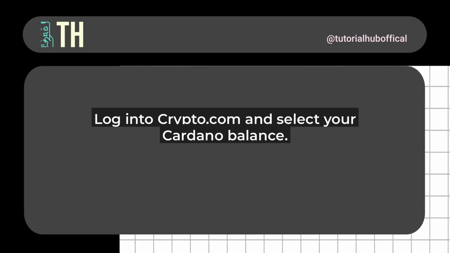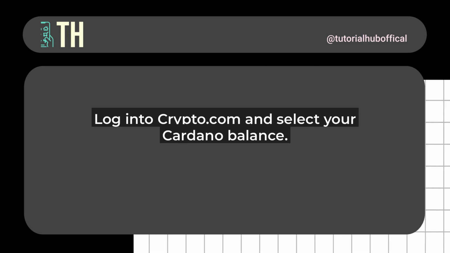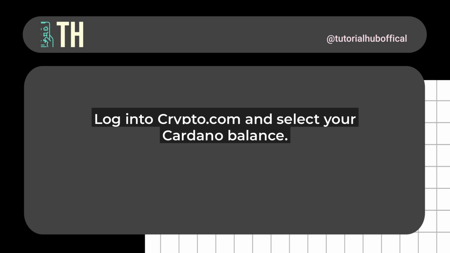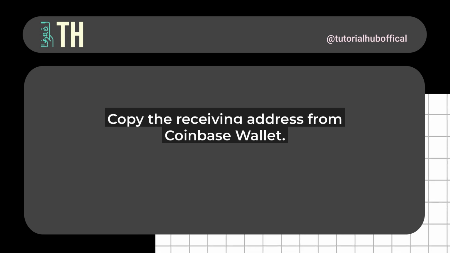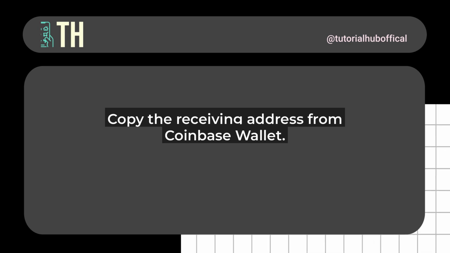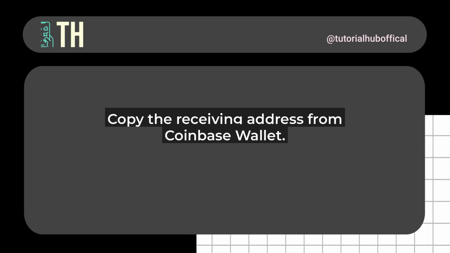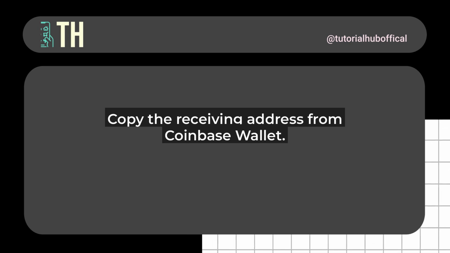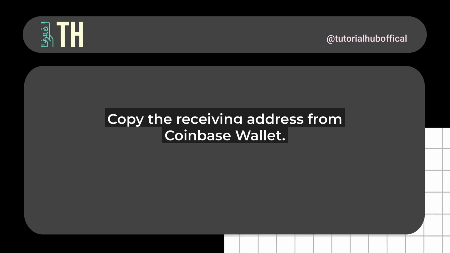Next, select the Withdraw or Send option for ADA. Before you go further, switch over to your Coinbase Wallet app. Find your Cardano wallet and copy the receiving address. Pro tip: double check that it's the correct address, as crypto transactions are irreversible.